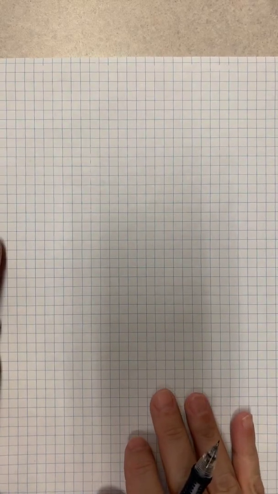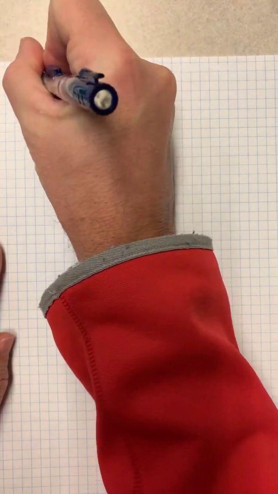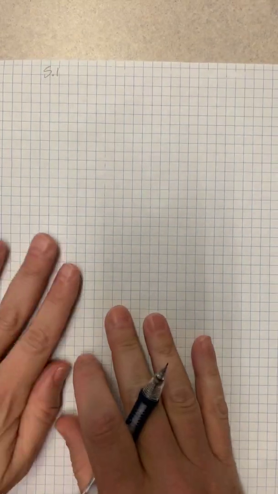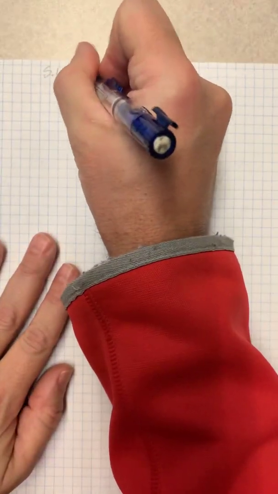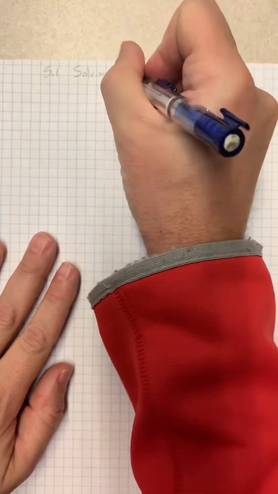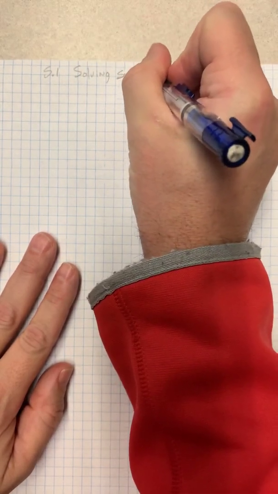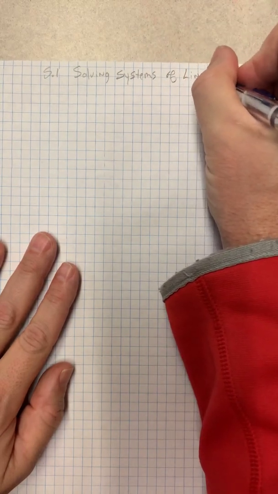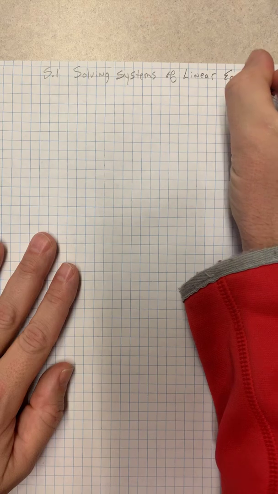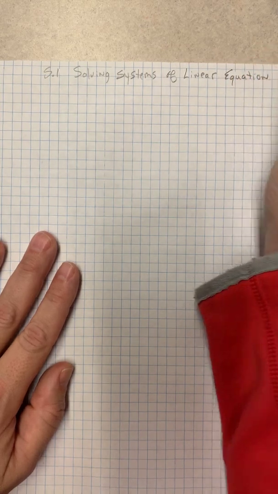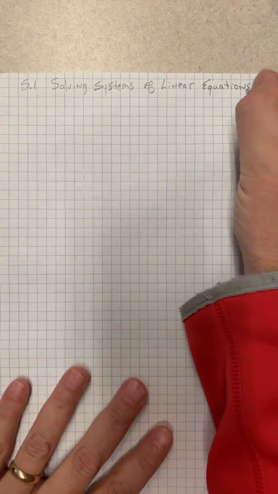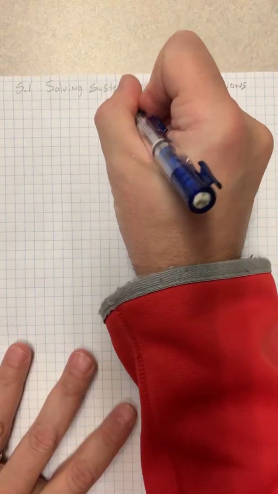Okay, so welcome to chapter 5. And 5.1, all of chapter 5 is going to be solving systems of linear equations by graphing.